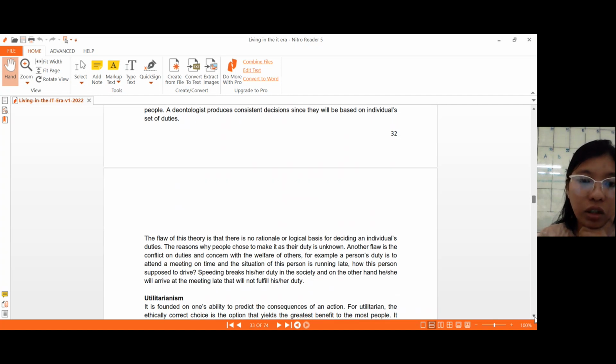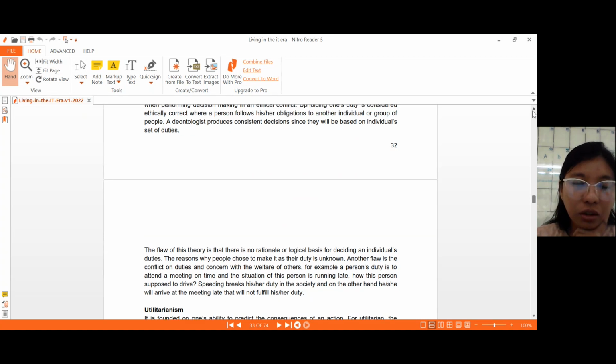Another flaw is the conflict on duties and concern with the welfare of others. For example, a person's duty is to attend a meeting on time and the situation of this person is running late. How is this person supposed to drive? Speeding breaks his or her duty in the society, and on the other hand, he or she will arrive at the meeting late that will not fulfill his or her duty.